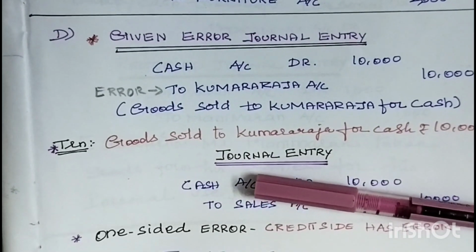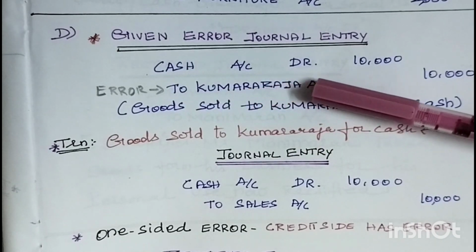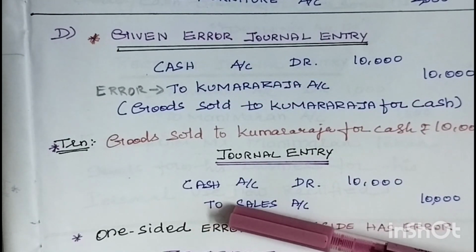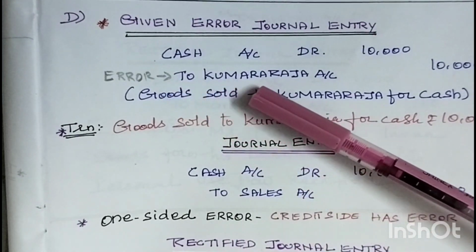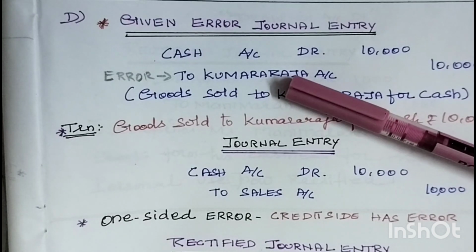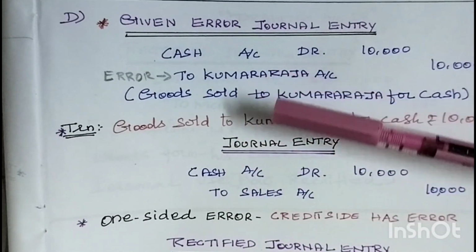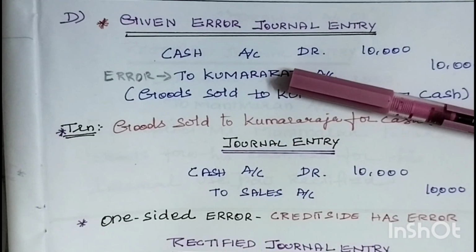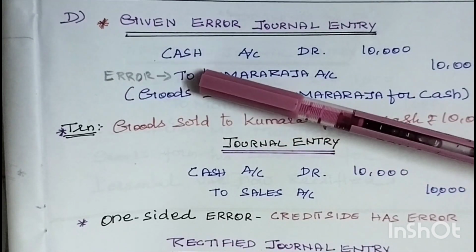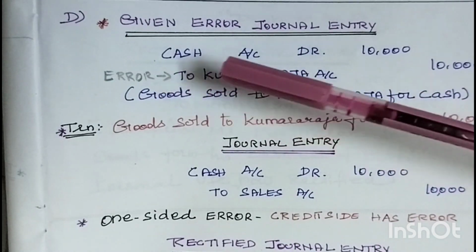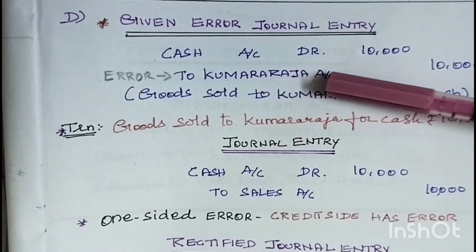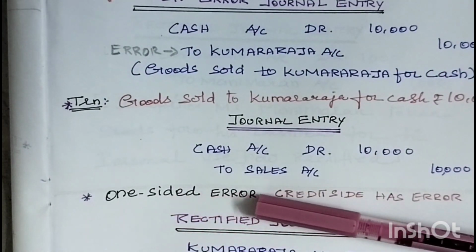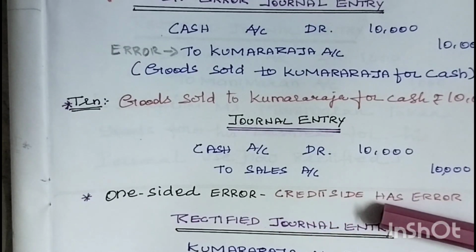On which side do we have the error? They have given Kumara Raja account. We passed the journal entry on the credit side to sales account. Of course, the credit side has the error, because we have a different account. We found the error now. To Kumara Raja account 10,000 rupees, this is the error. We have a one-sided error, that is on the credit side.